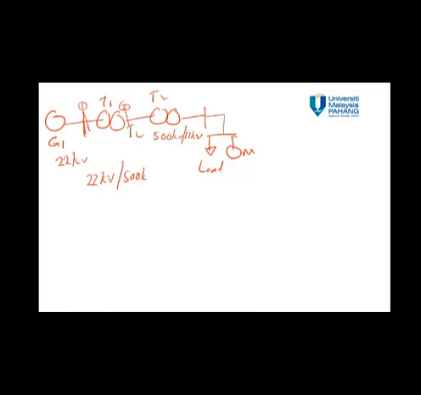So if we look at the bus bars, the voltage at bus bar 1 is 22 kV. Bus bar 2 has 500 kV. Let's say this is bus bar 3, the load bus bar, and we have 11 kV. If you look at the circuit, the voltage level of every part of the circuit is not the same.